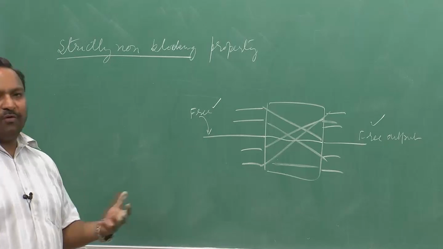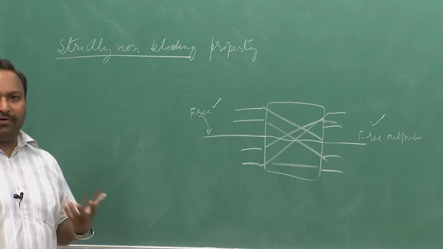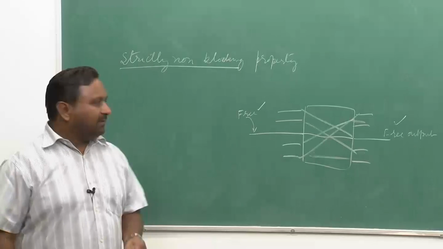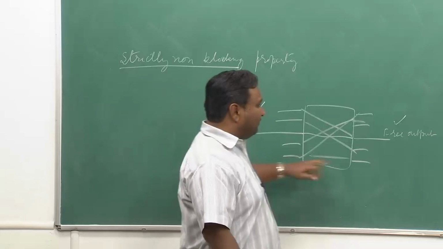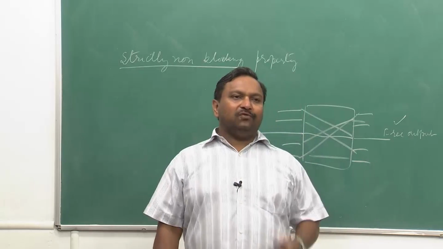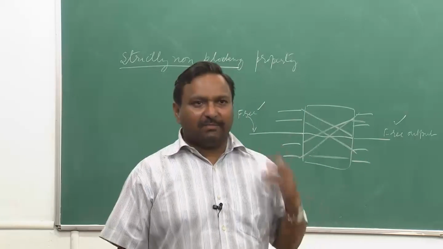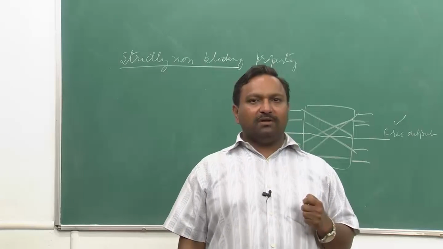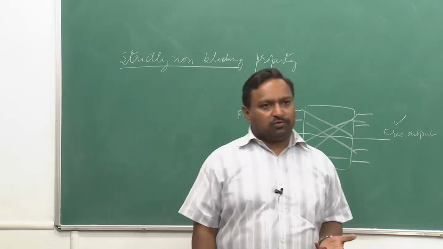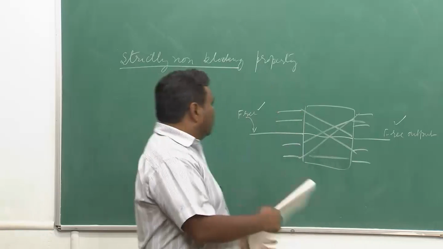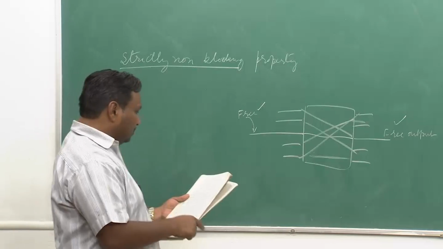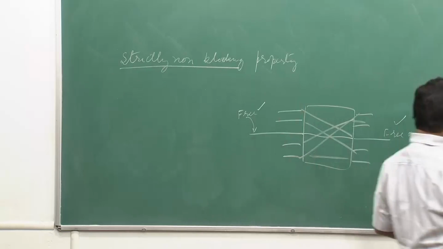We need a more formal definition. Why we need a more formal definition actually? Remember, in this case I have only talked about one input and one output. I have not included the case of multicasting. Multicasting means when from one input I can connect to multiple outputs. Okay. So, I need to include that. So, let us look at the formal definition.